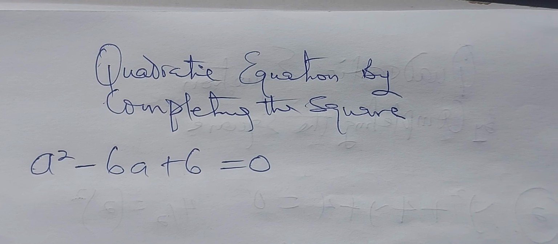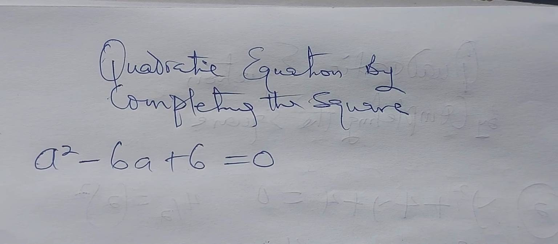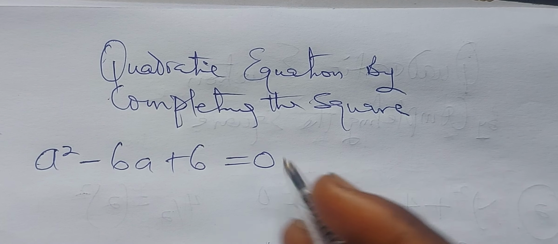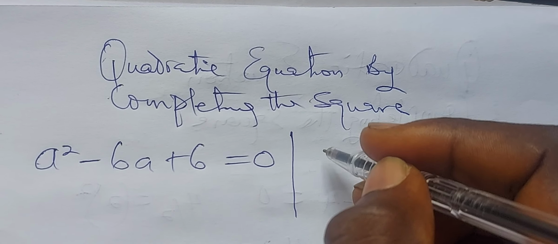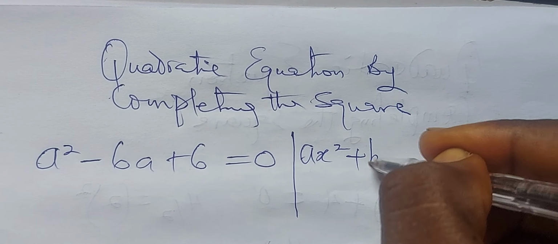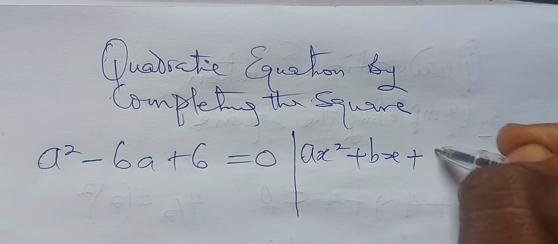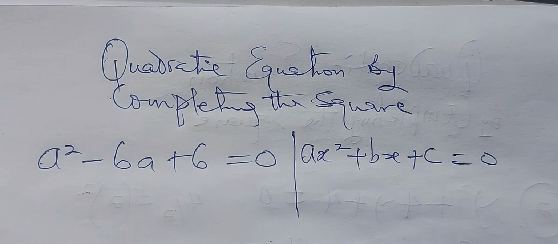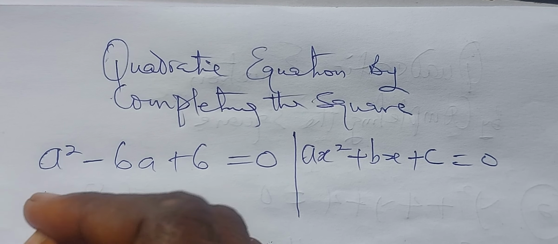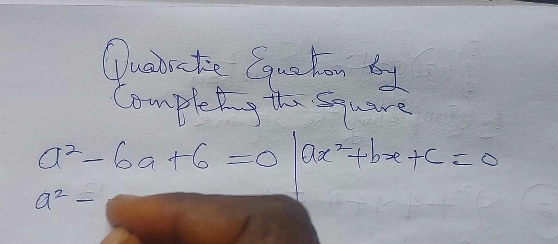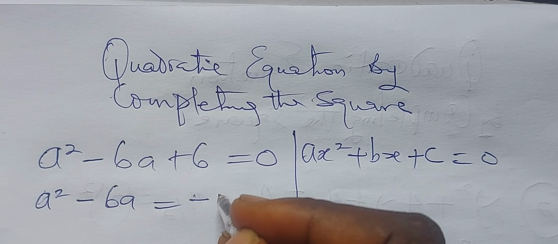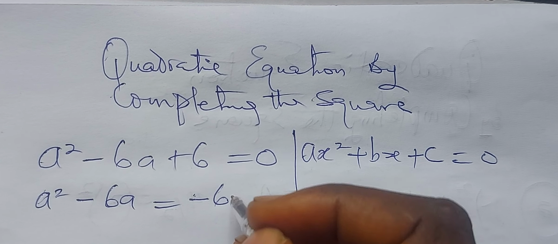Let's solve this quadratic equation by completing the square method. Mind you, the original quadratic expression is ax squared plus bx plus c equals 0. Okay, so this is what we have. We always start with a squared minus 6a is equal to minus 6.